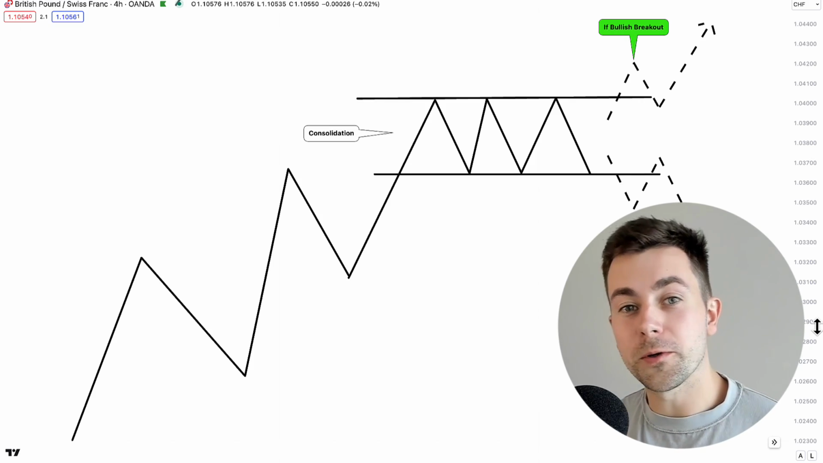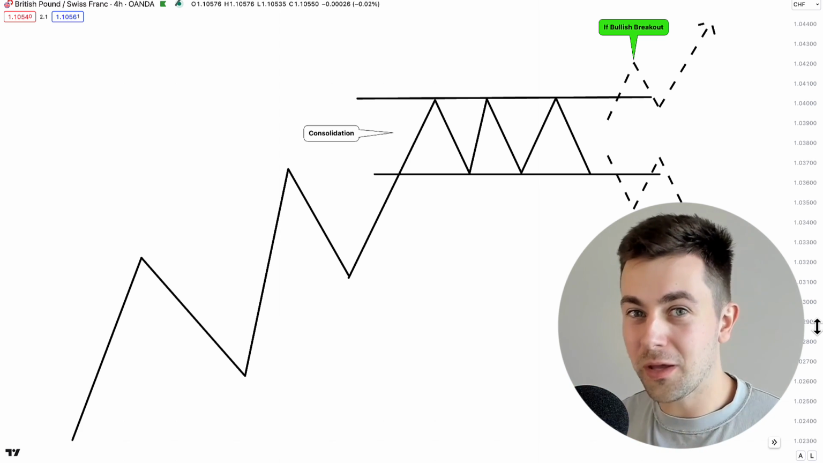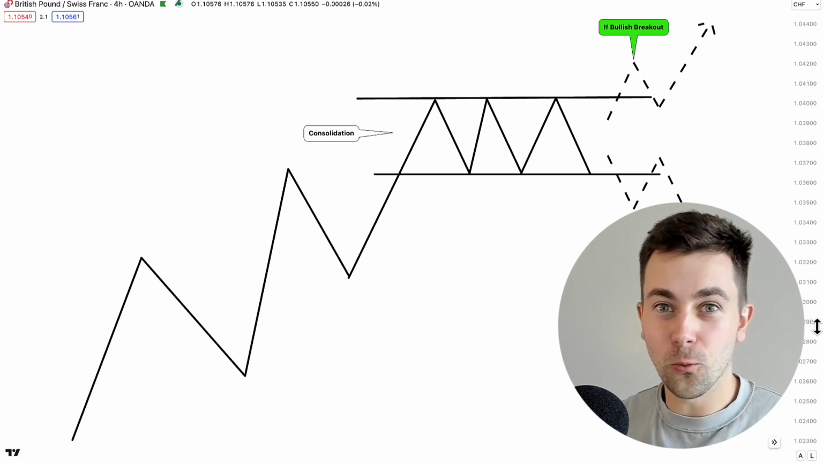Signal number 2, the breakout of a consolidation. No matter what time frame, what trading instrument you trade, I guess you notice that quite often the markets become weak and the markets start consolidating. Most of the time when the market starts consolidating, the market forms a range, a horizontal range.